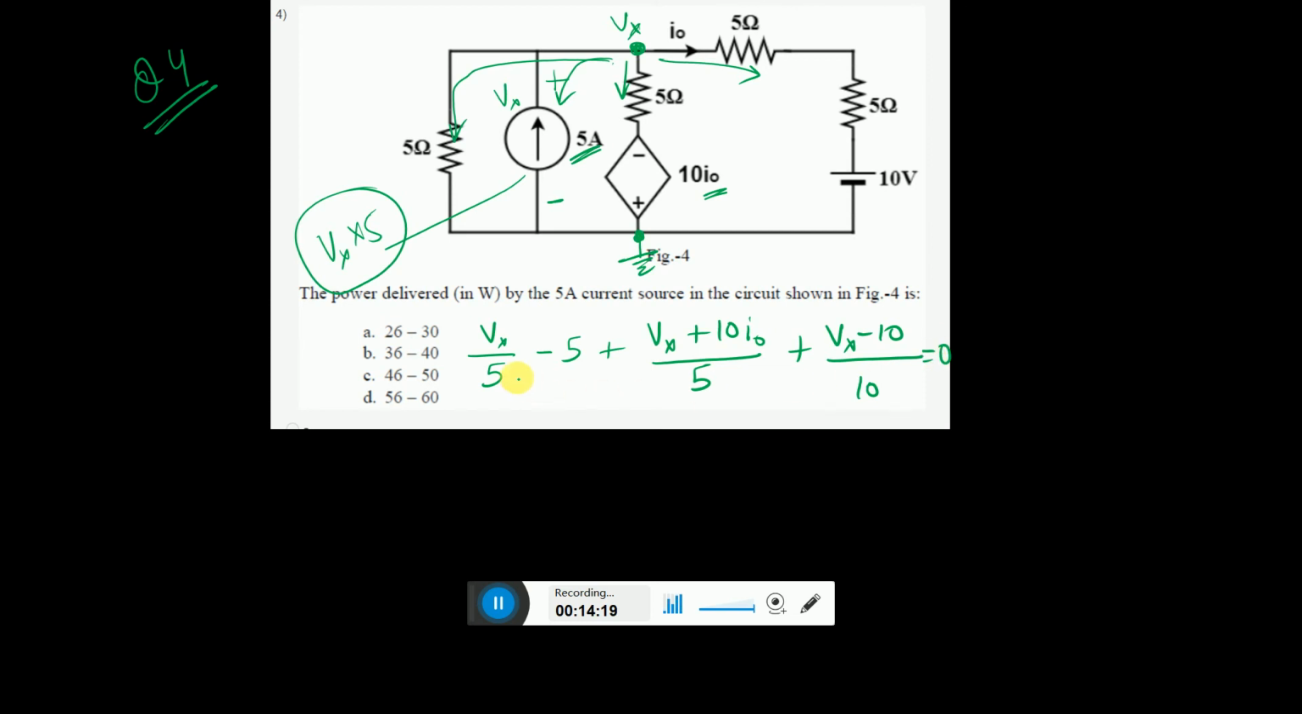So now we have got this equation. In this equation, find the value of Vx. Yes, I0 is a problem here. I don't know the value of I0. So let us solve this problem and see what we are going to get.